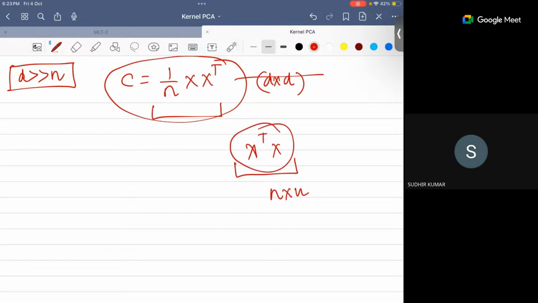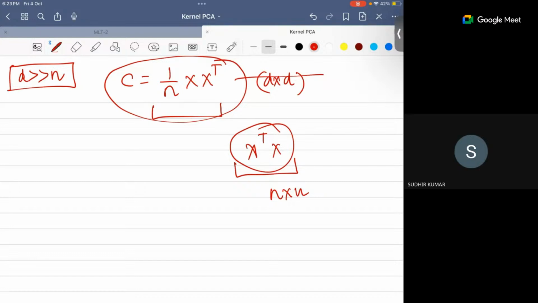And from linear algebra we know some of the basic properties, right? Both of them are symmetric matrices. If you have x x transpose and x transpose x, what are the benefits if I just go and calculate the eigenvalues and eigenvectors corresponding to x transpose x? What will be the benefit that I'll be getting?